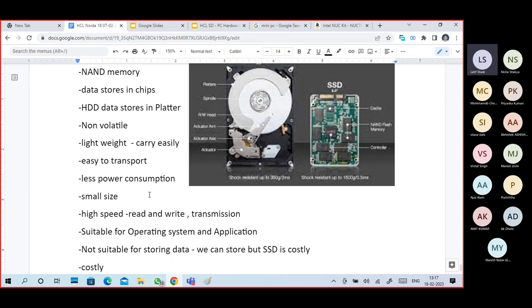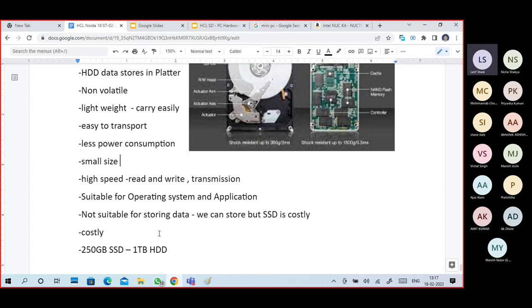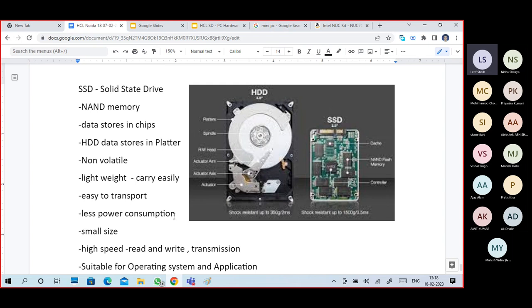High speed data transmission. It is suitable for the operating system and applications, but not suitable for regular data storing. By regular data I mean movies, music files, and my virtual machine data. That needs more space, and SSDs are costlier than normal hard disks, so storing normal random data on an SSD is not a good idea.